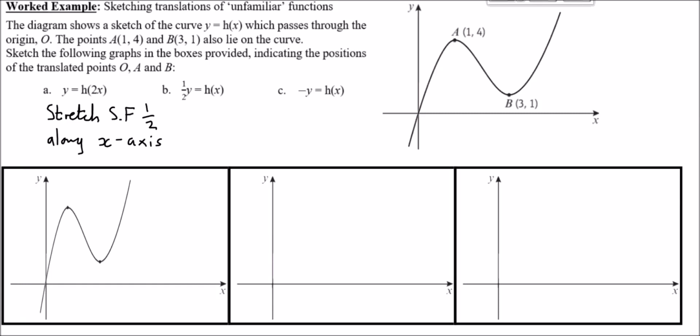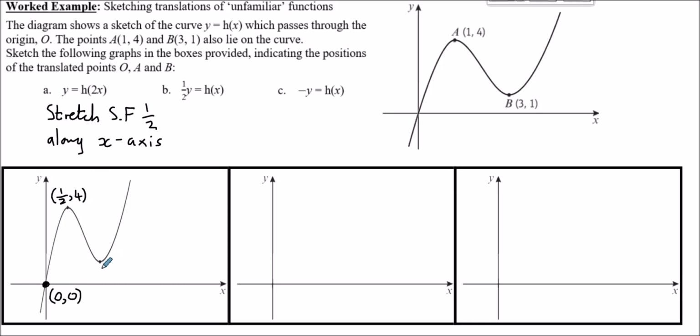So the point O, which goes through the origin, the x-coordinate of that gets halved. So because it's 0 anyway, 0 divided by 2, that still stays at the origin. So that's still 0, 0. For point 1, 4, the 1 gets halved, so this point here becomes 1/2, comma 4.